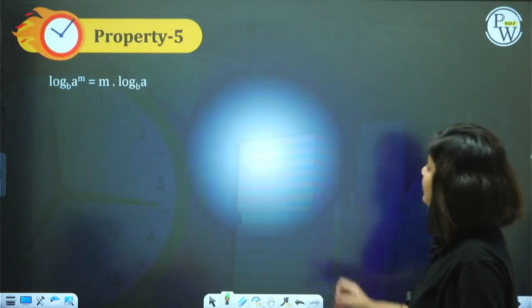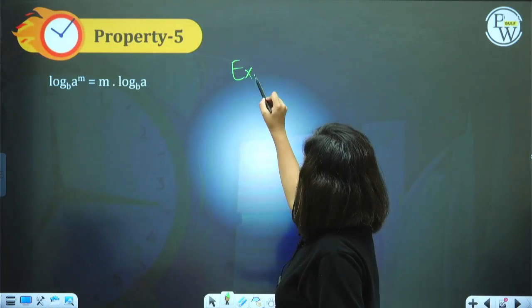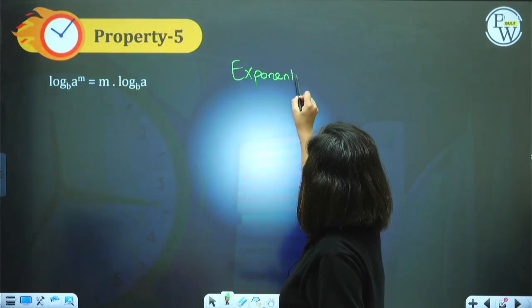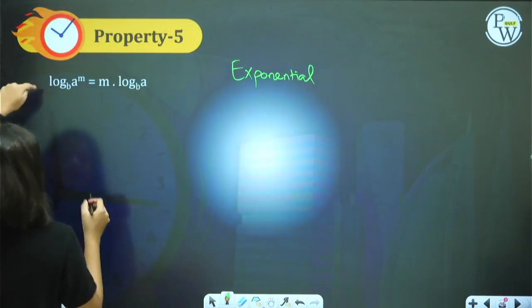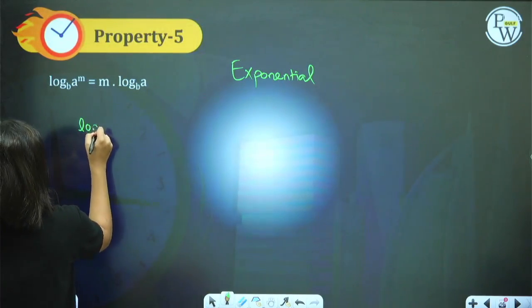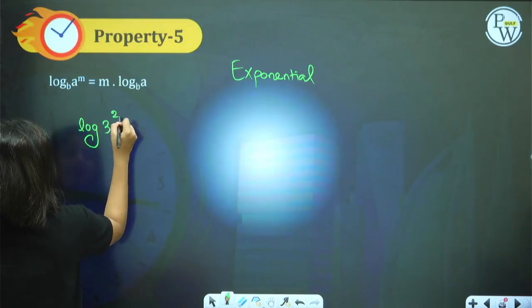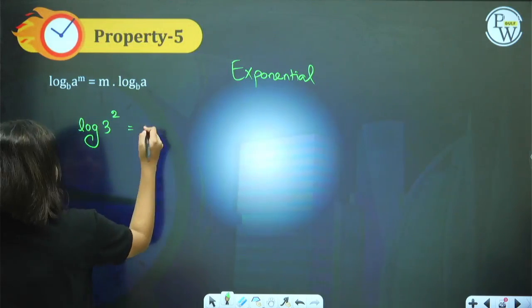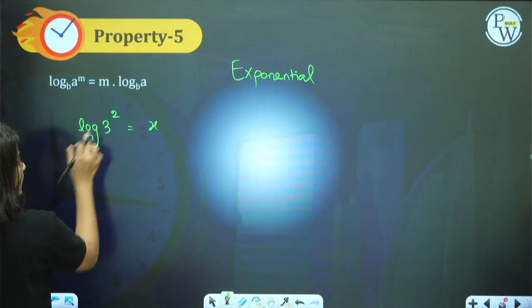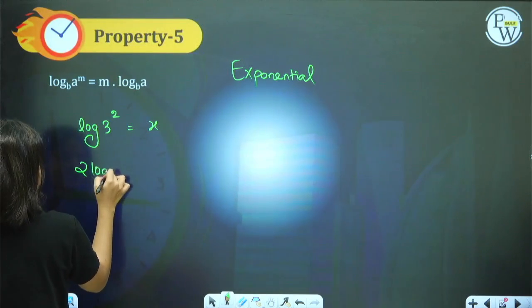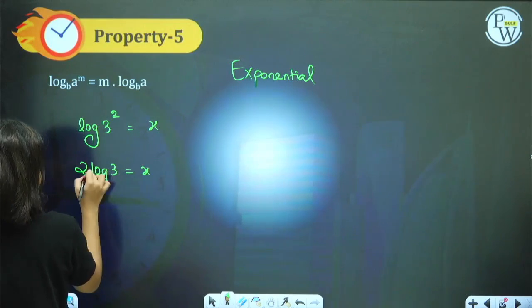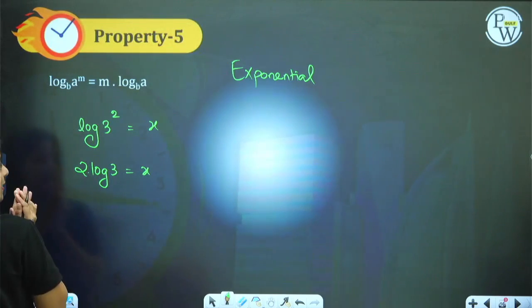Property 5, exponential rule. Product, quotient, exponential. What does the exponential rule say? The power will come here. Suppose you have log of 3 square is equal to some x. According to the exponential law, this 2 can come here. That means 2 times log 3 is equal to x. This 2 simply comes here.